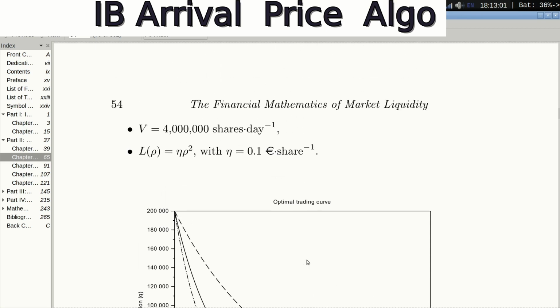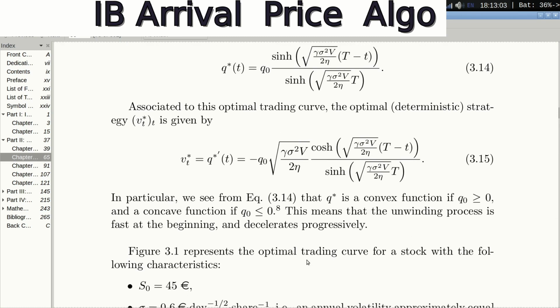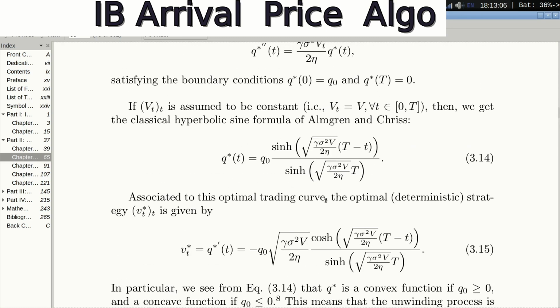If anyone's interested, have a look at the book. You can see here the actual equation for this. This is the quantity change over time, and that's actually a closed form solution. A lot of the time you can do this with a more iterative process and get a bit more accuracy. But luckily, you don't necessarily have to do that yourself, and algorithms such as the IB arrival price algorithm take care of that.